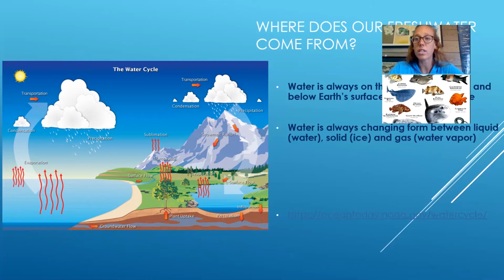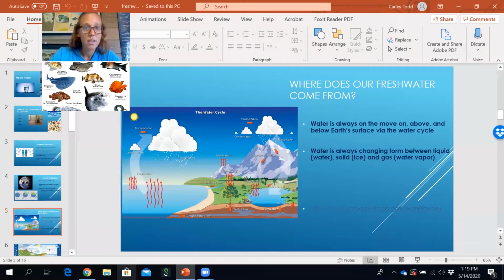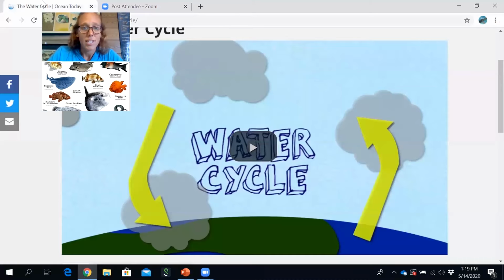Water is always on the move. Even if you can't see it, it's always moving, whether it's evaporating or condensing. Right now, there's a lot of condensation happening up in the clouds, and like I told you, we're supposed to get some rain, so the precipitation will be happening soon. It's always changing between its three forms, gas, solid, or liquid, so it could be water, ice, or water vapor. I'm going to pull up this video to give you a brief synopsis of the water cycle.